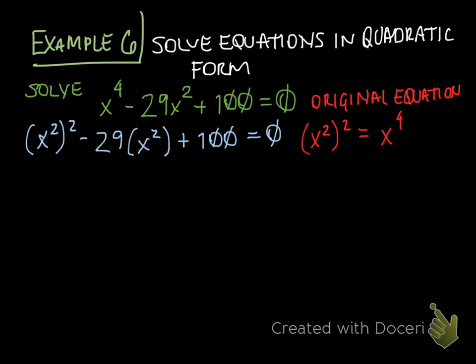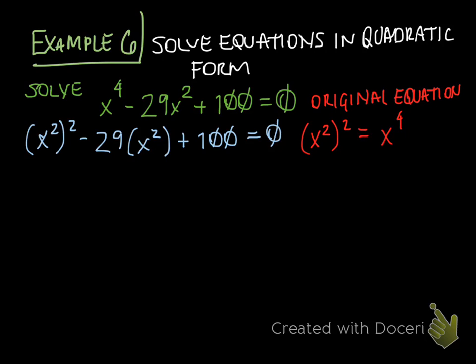For my bx, my b is negative 29, and my x is technically x squared. So regardless, this equation is now written in quadratic form. And so we can denote that, like I said, the x squared being squared is technically the ax.